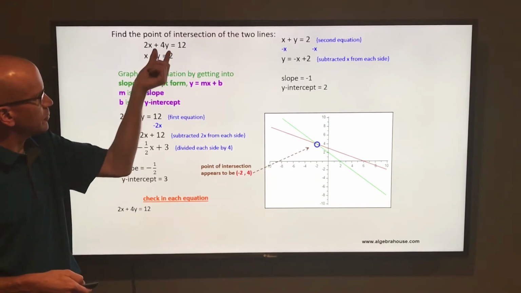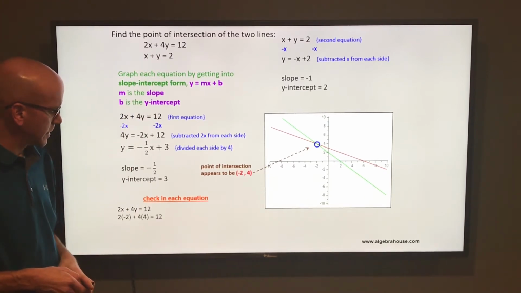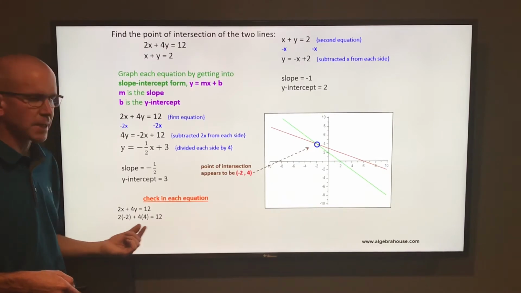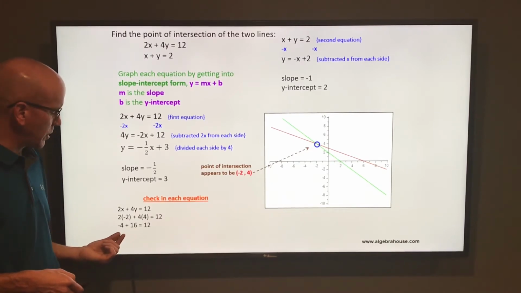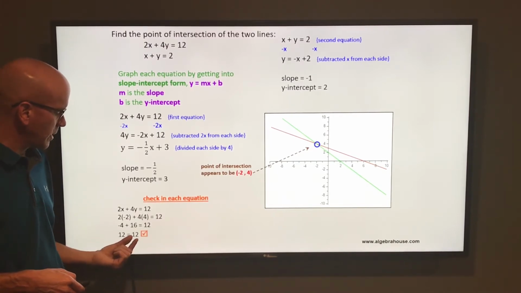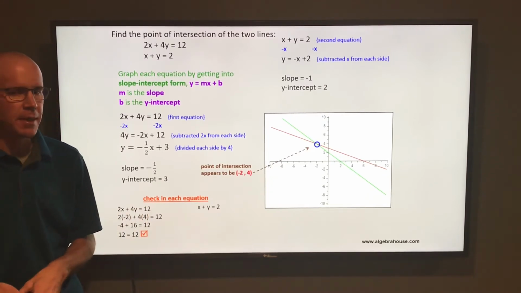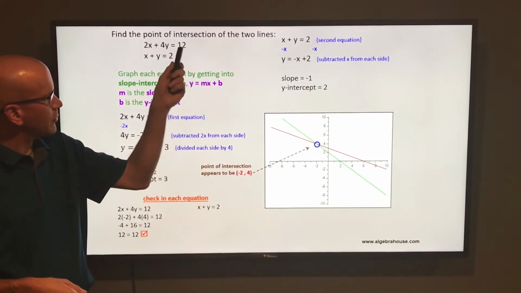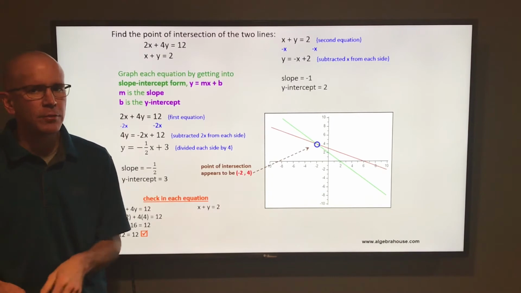I'm going to take that first equation and put -2 in for x, then 4 in for y. You get both sides equaling each other. You end up with -4 plus 16, that's 12. 12 equals 12, that's a true statement. That means -2, 4 definitely lies on the graph of that first equation.